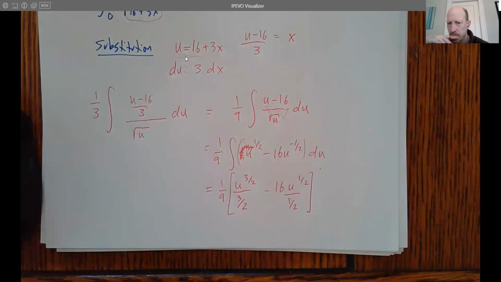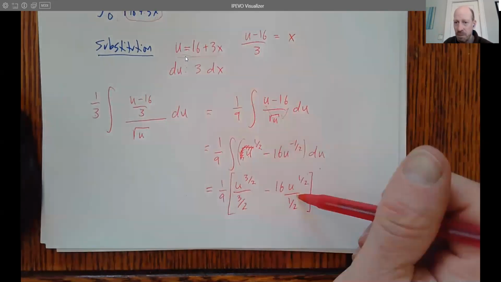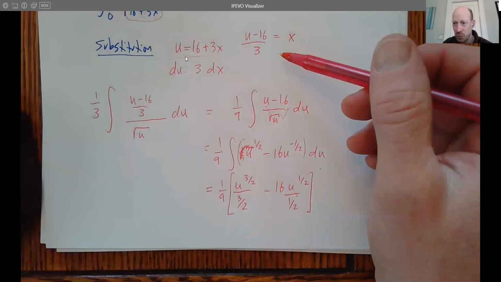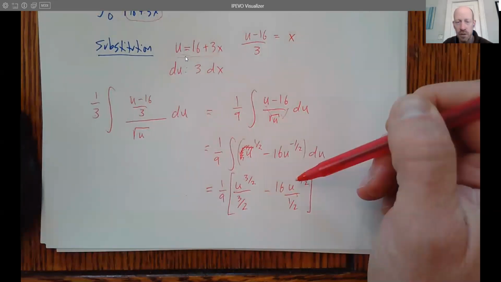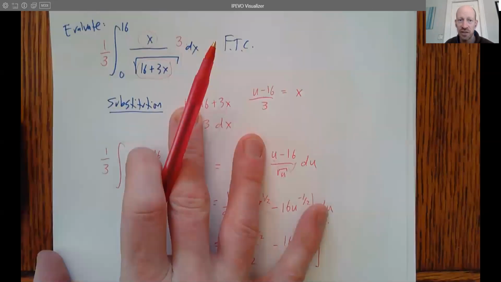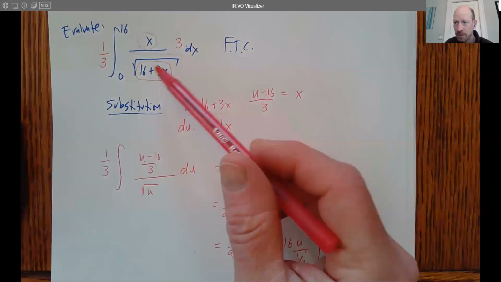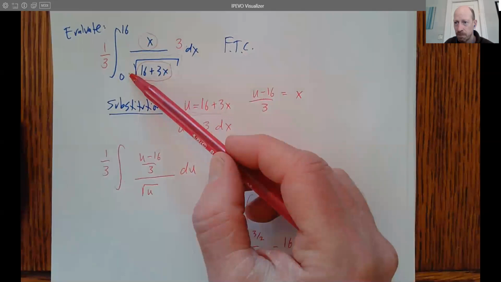Wouldn't you have to change the bounds too? So yes, that's a good question. You noticed that I waited on that, mostly just not to confuse you. But maybe that didn't work. The bounds in my initial problem were from 0 to 16. Those are x values, 0 to 16.